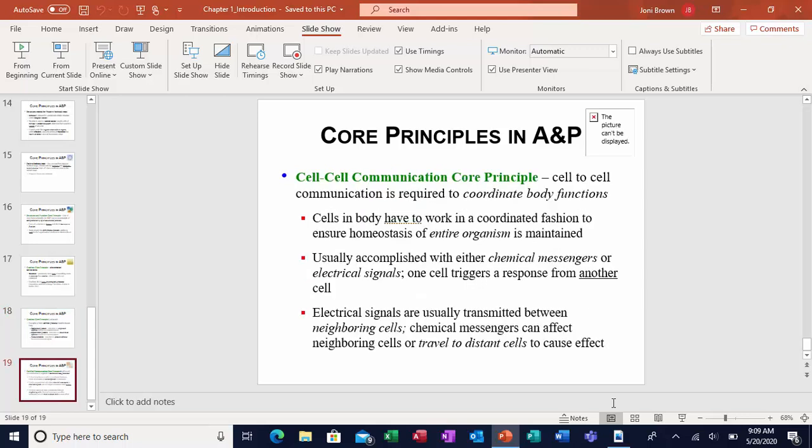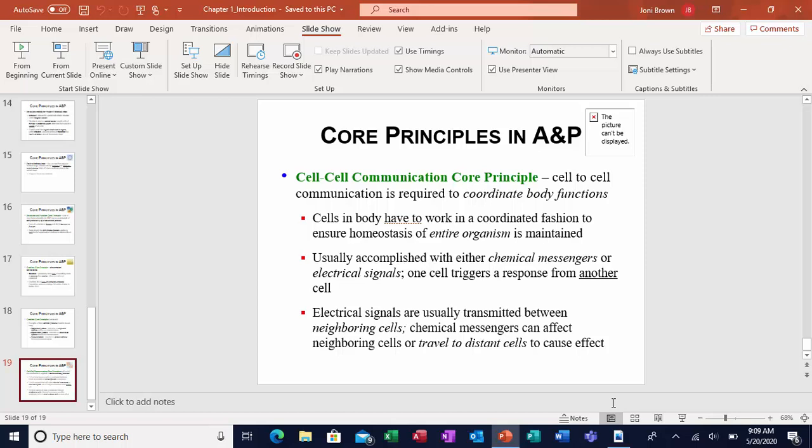The last core principle is how the cells communicate with each other. They have to communicate to coordinate our body functions. And sometimes cells will use chemical messengers to tell nearby cells, to tell cells that are not close by something that needs to happen. For instance, your nervous system uses a lot of this, your endocrine system does. And sometimes they use electrical signals to communicate with cells that are close by. And this is all about maintaining homeostasis.